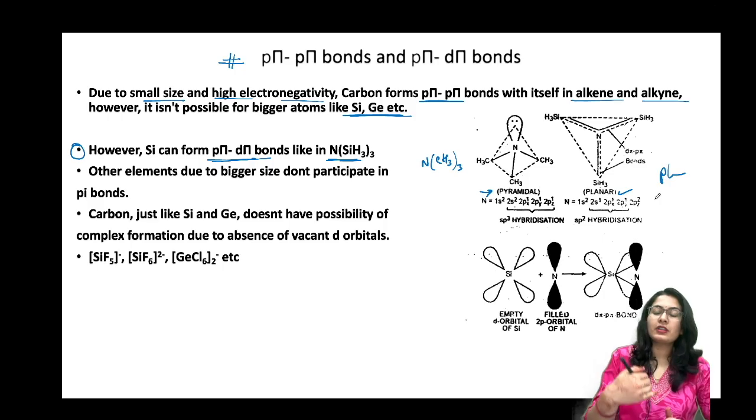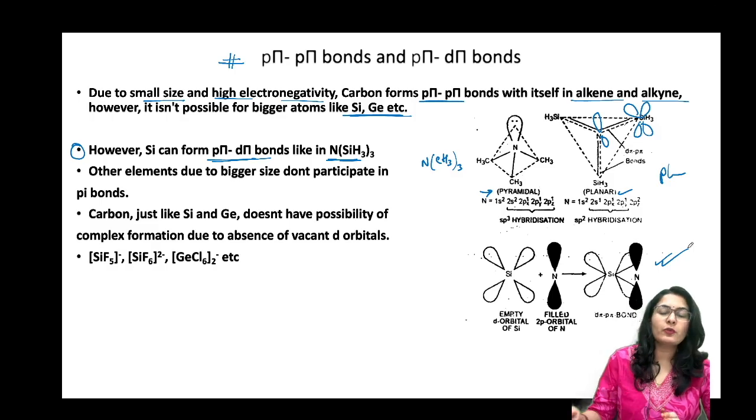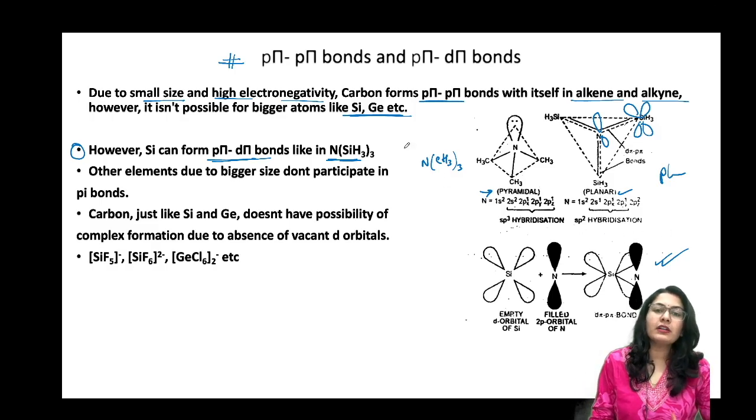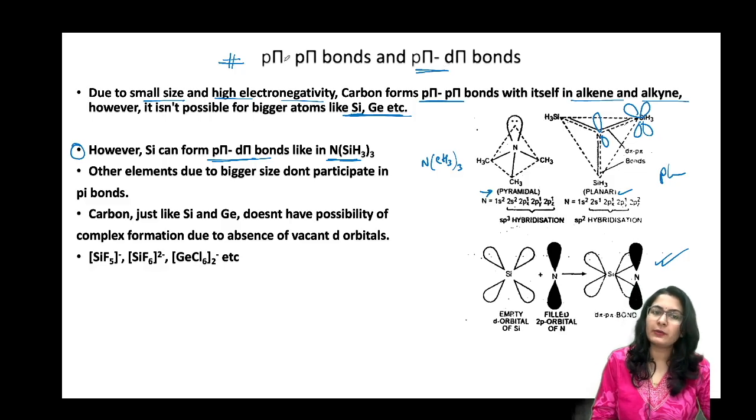Why is that so? Because here you need a p orbital to interact with the d orbitals of silicon, which gives you the pi bonding, just like this one. Okay, p-pi d-pi bonding. So this is a proof that bigger elements prefer to give you p-pi d-pi bonds rather than simple p-pi bond. Now, other elements, due to very big size, don't participate in pi bonds. Other elements of the same group like tin and lead, they don't do that.